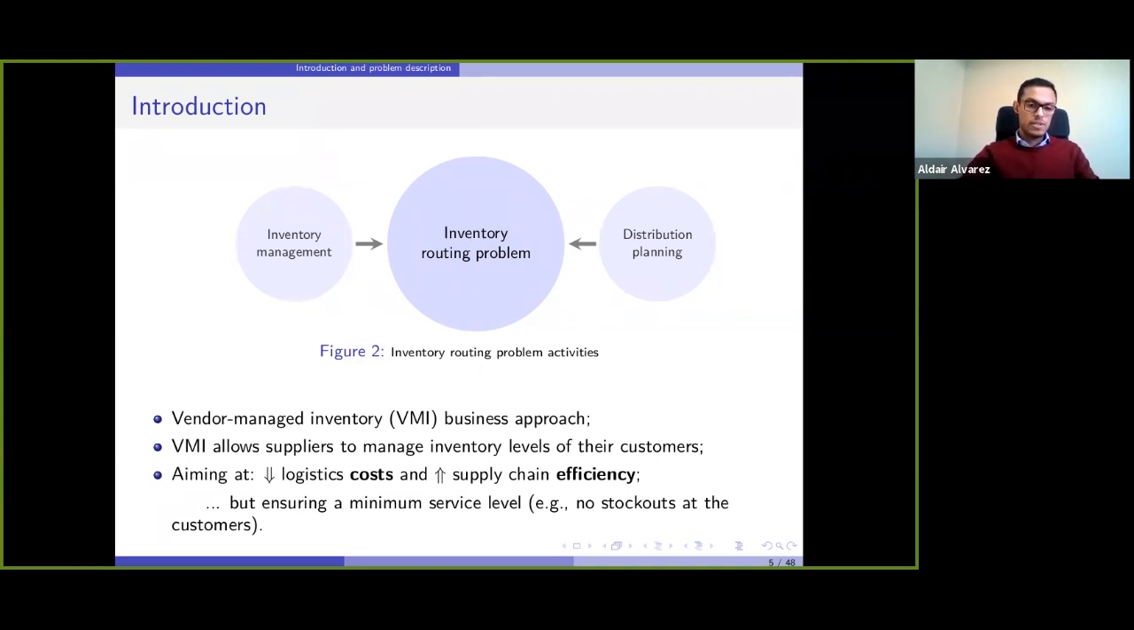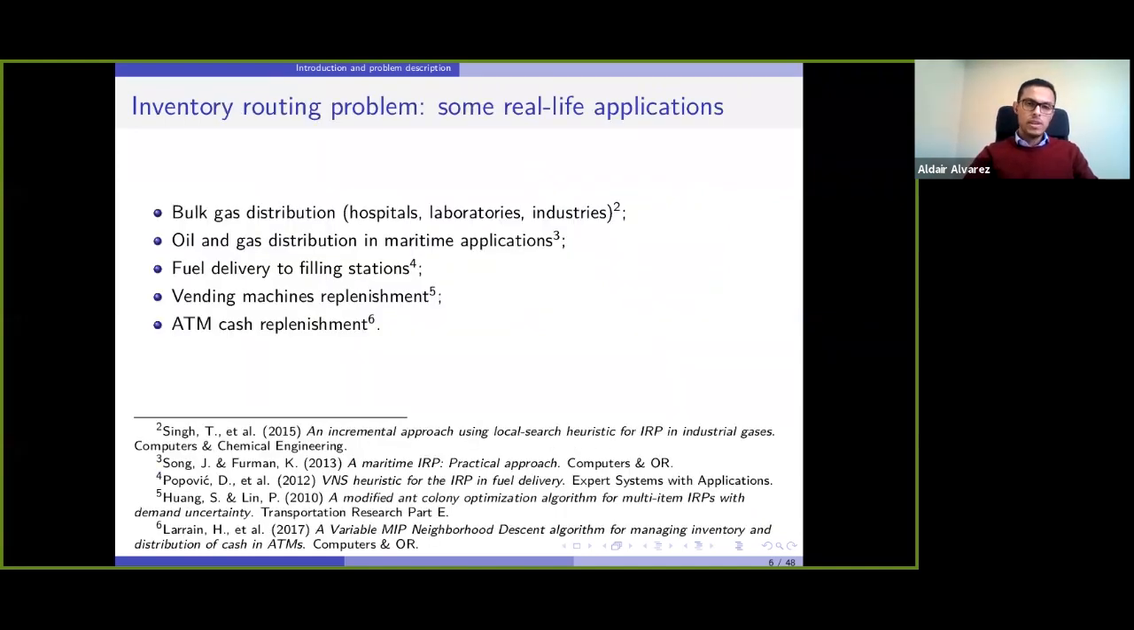It's expected that the supplier will manage this network in the most efficient way, leading to benefits for all the parties. This is a problem that appears in many real-life applications, from very industrial applications like the distribution of gases in big volumes, but also in more daily life applications like the replenishment of vending machines and ATMs.